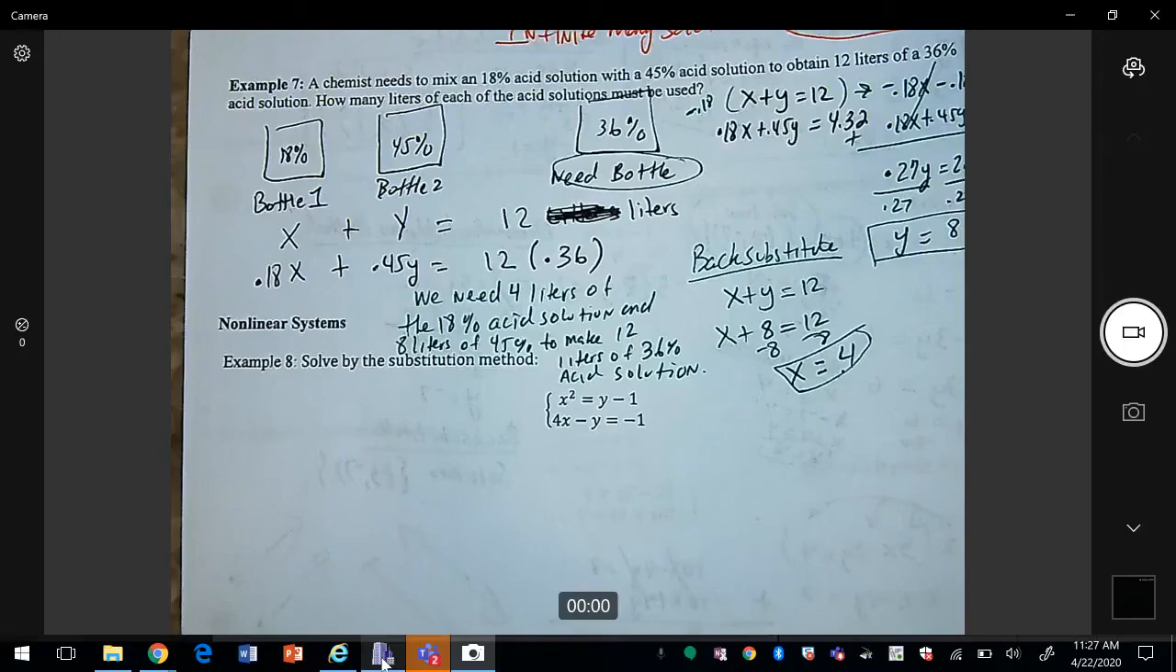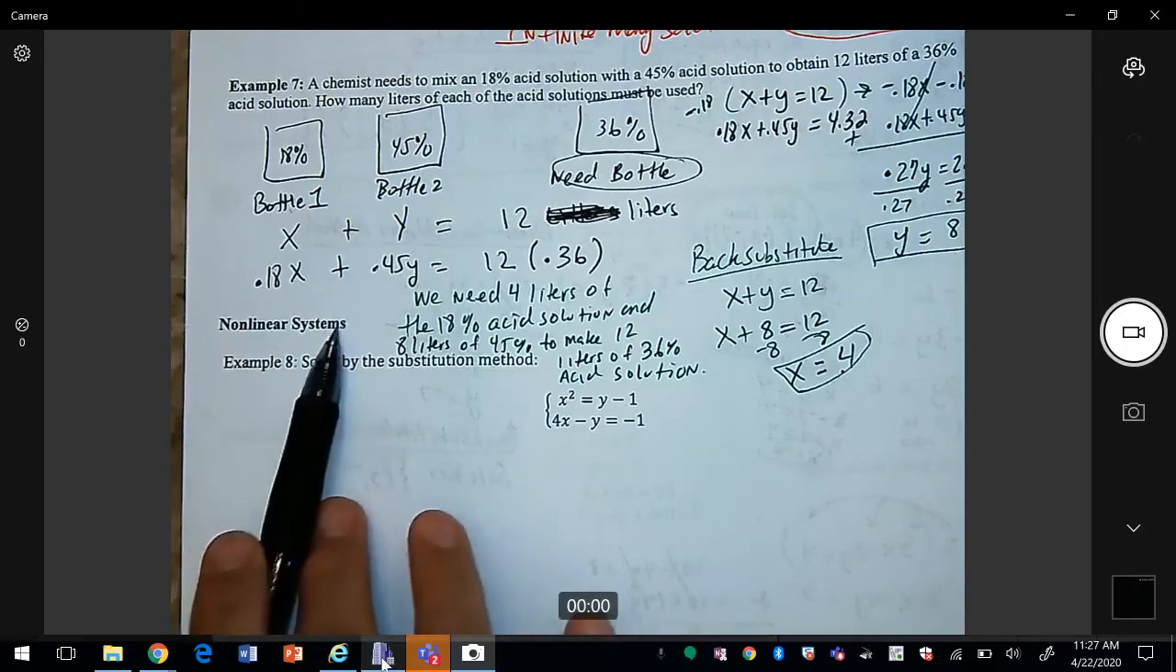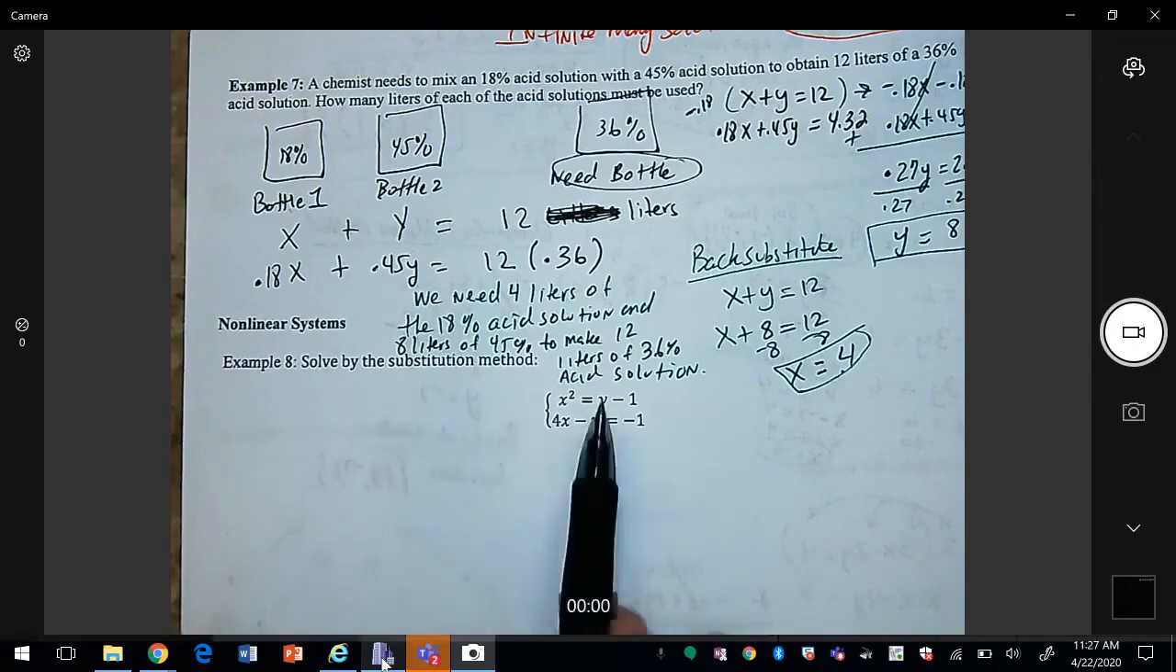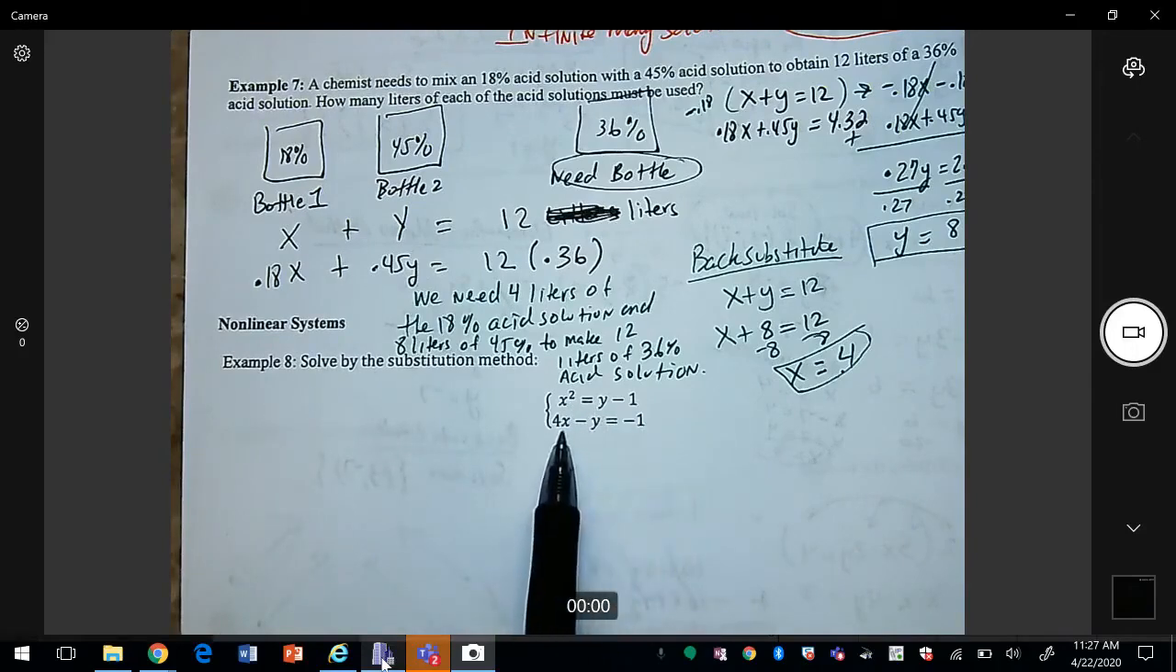Look at example 8. Nonlinear system solved by substitution. x squared equals y minus 1, 4x minus y equals negative 1.